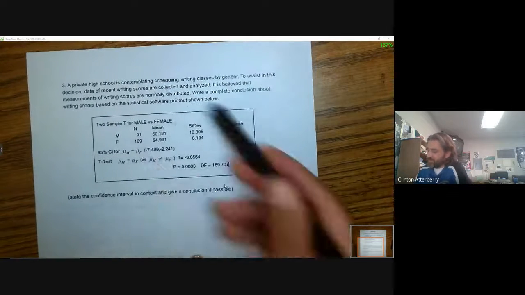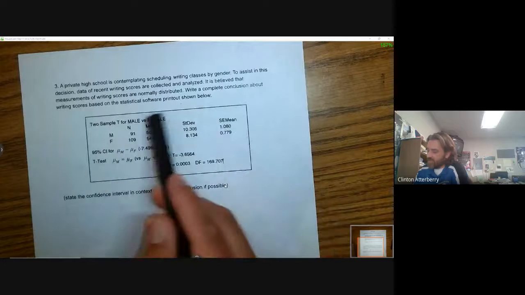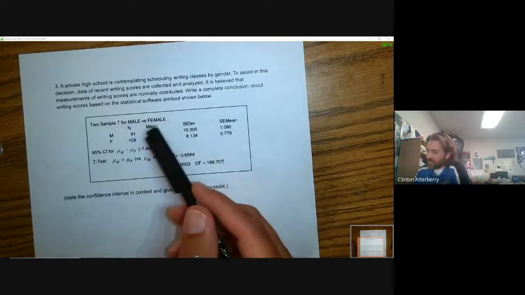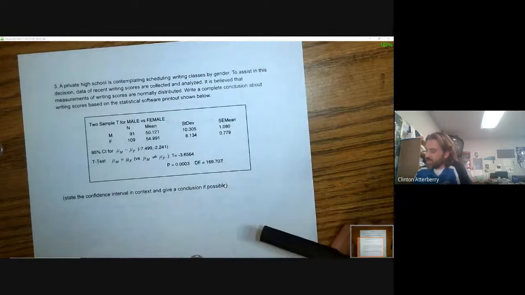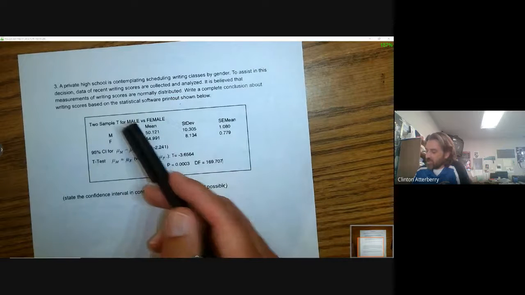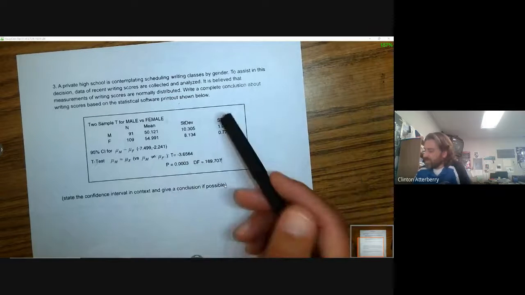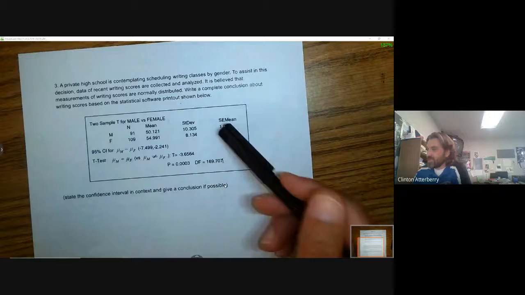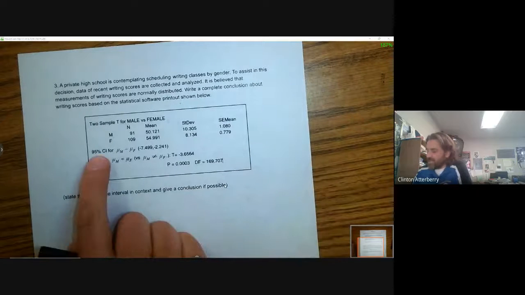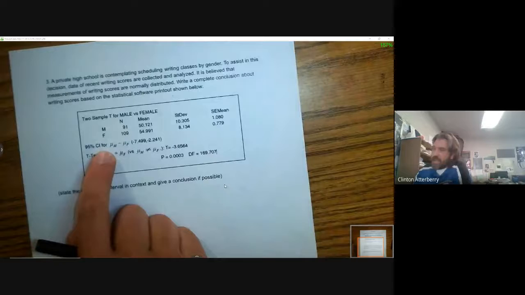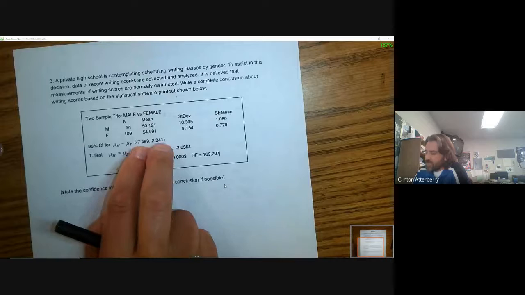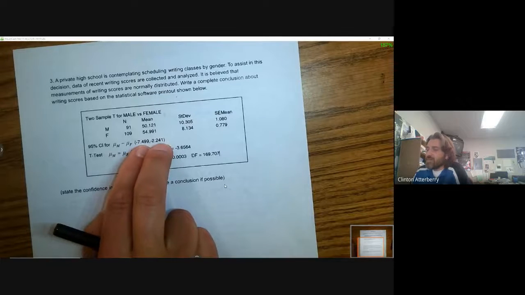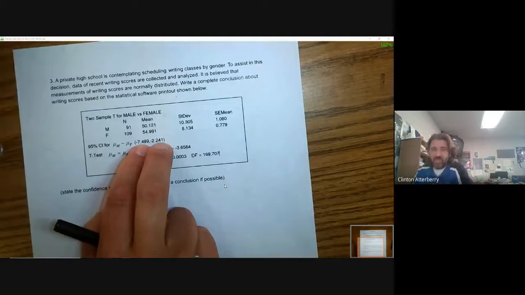Okay, this is what was printed out. 2 sample T for male versus female. The male sample size of 91, average of 50.1, standard deviation about 10.3, standard error of the mean 1.08. Female sample size 109, the mean was 54.9, about 55, standard deviation of about 1, standard error of the mean about 0.779. The 95% confidence interval, if we took the average male score versus the average female score, looks to be -7.5 to about -2.25. That kind of means that it's skewed towards the female side of the scores.